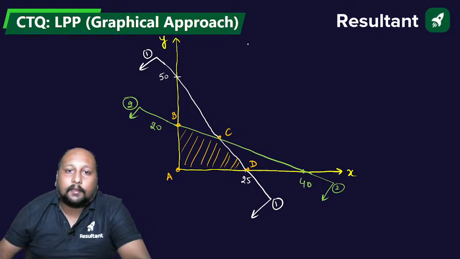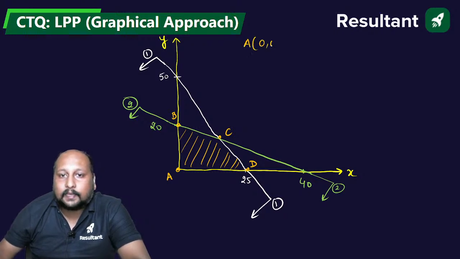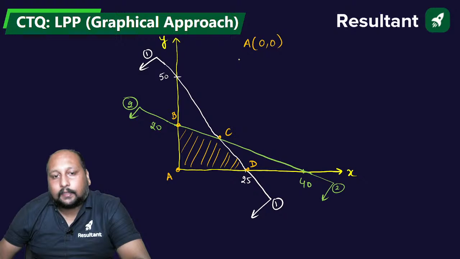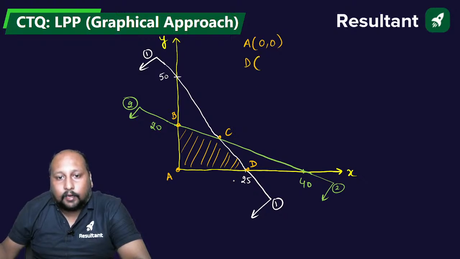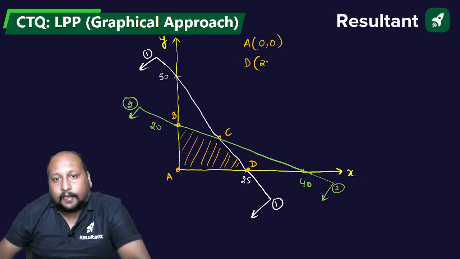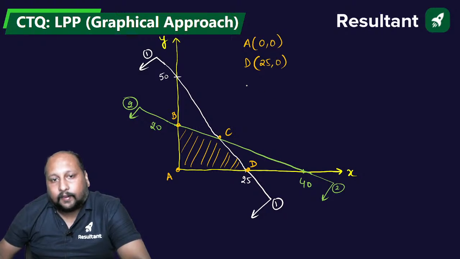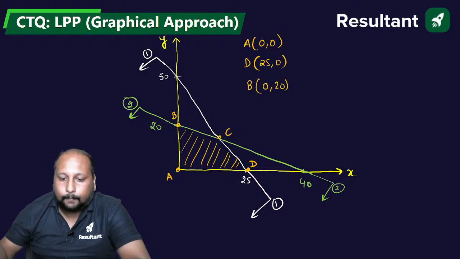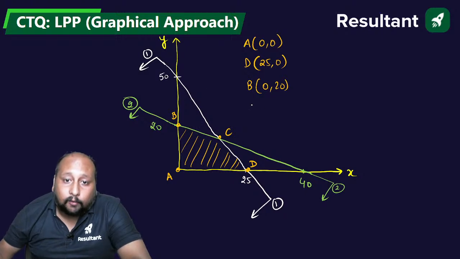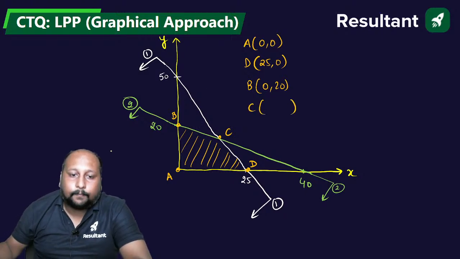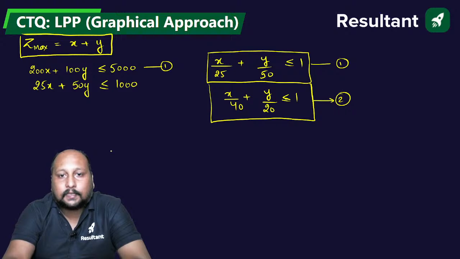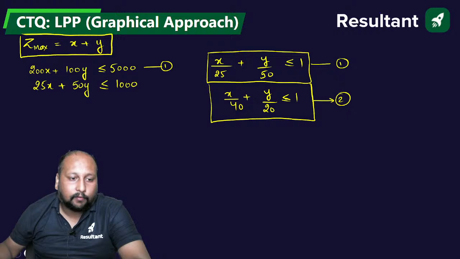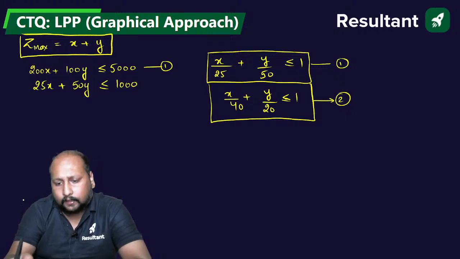A is the origin, so it has coordinates 0, 0. Let's start with D. D is over here, on the x-axis, so that will be 25, 0. If I take B, that is the coordinate 0, 20, right? What is the coordinate of point C? Now C is the intersection of these two lines. What is the equation? It is this one, right? So we can write the above equation. One second guys.